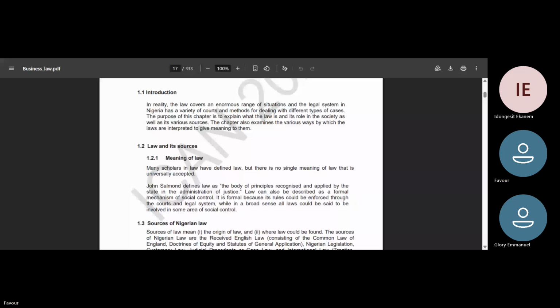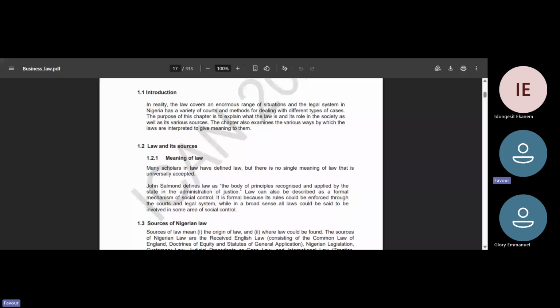When we say law, there's basically no single meaning that is universally accepted. When we talk about things like economics, accounting, and others, there is a universally accepted definition. But when it comes to law, there's no universally accepted definition. But there are some definitions that are professionally accepted. I don't know if you understand what I'm trying to say.